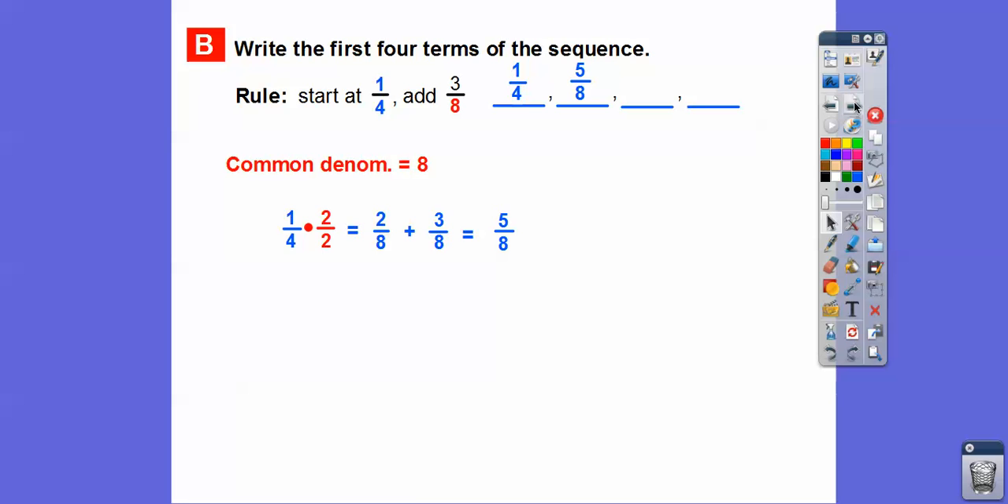All right, so 2/8 plus 3/8. We're just going to add 3/8. That's going to get us 5/8. 5/8 plus 3/8 is 8/8. 8/8 is 1. And then 1 plus 3/8 is 1 3/8 right there.